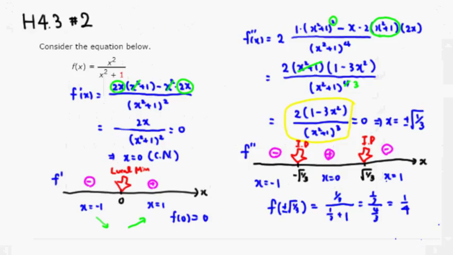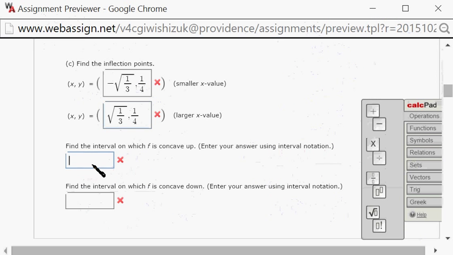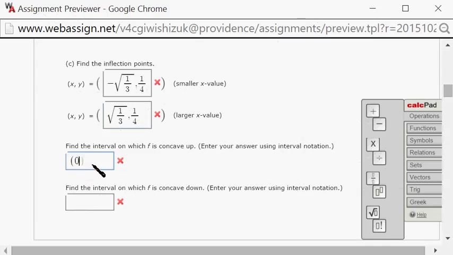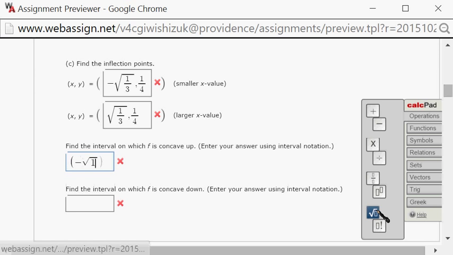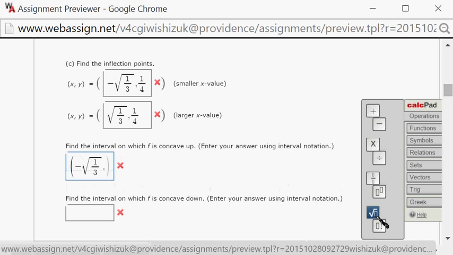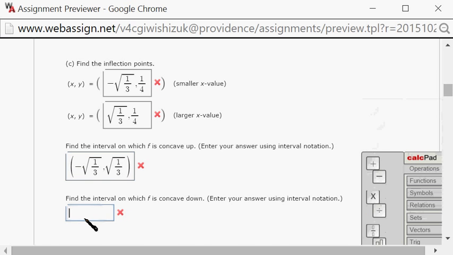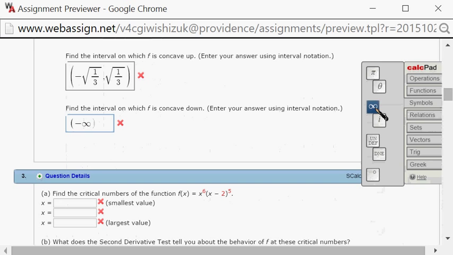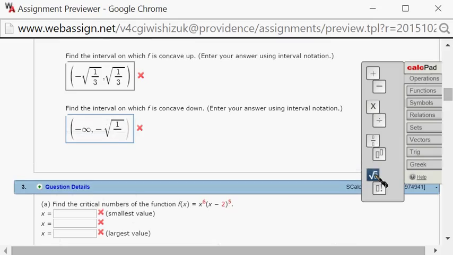Then the intervals in which f is concave up and concave down. Concave up is between negative square root of 1/3 and positive square root of 1/3, and everywhere else it's concave down. So let's type that in. Concave up is between negative square root of 1/3 to positive square root of 1/3, and concave down is negative infinity to negative square root of 1/3, union, positive square root of 1/3 to infinity.